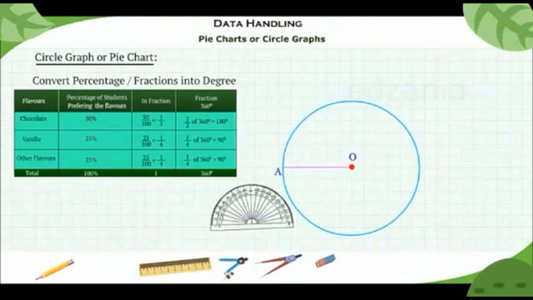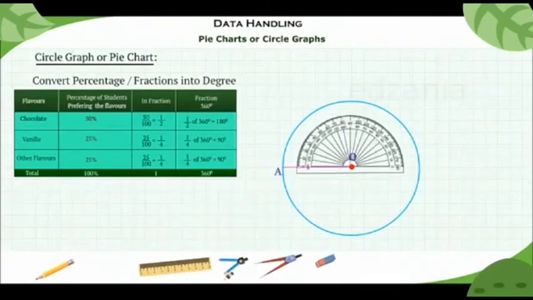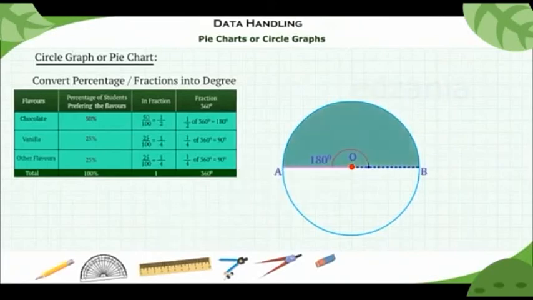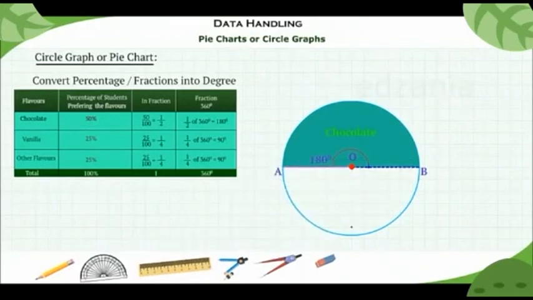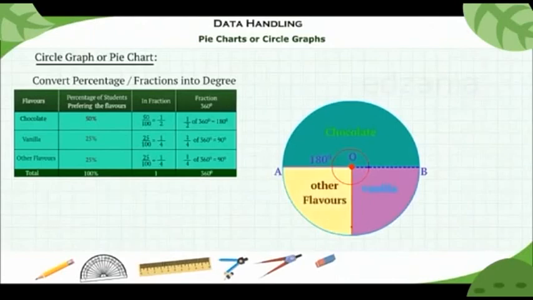We use the protractor to mark an angle of measure 180 degree, indicating the proportion of chocolate flavor. Similarly, we can mark 90 degree, representing the proportion of vanilla flavor. And the remaining proportion will be 90 degree, which represents other flavors. Now we show the percentage in the sector corresponding to each angle. Finally, we put a title for the pie chart or circle graph.